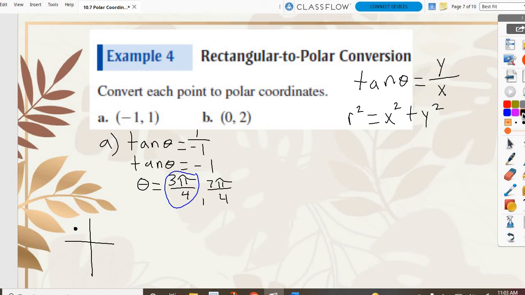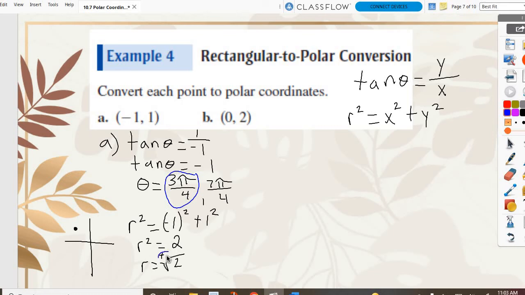So for our r squared, we have r squared equals negative 1 squared plus 1 squared. So we get that r squared equals 2. So r equals the square root of 2, plus or minus the square root of 2.